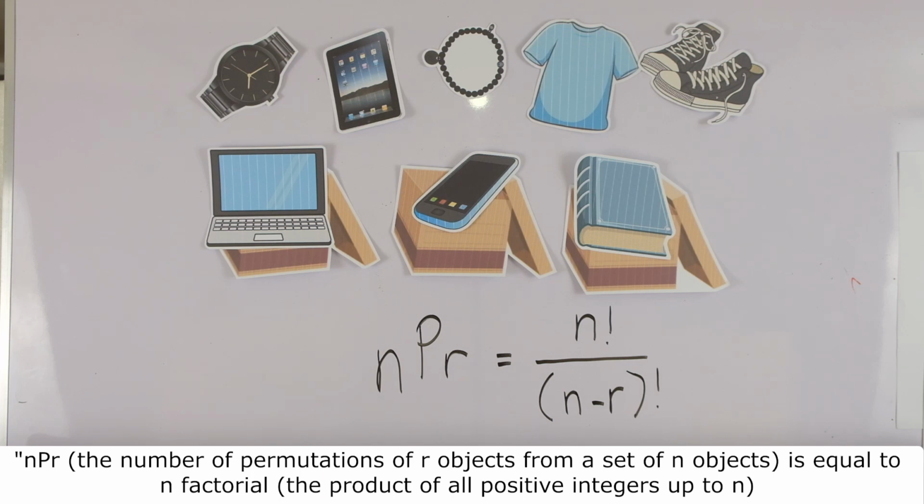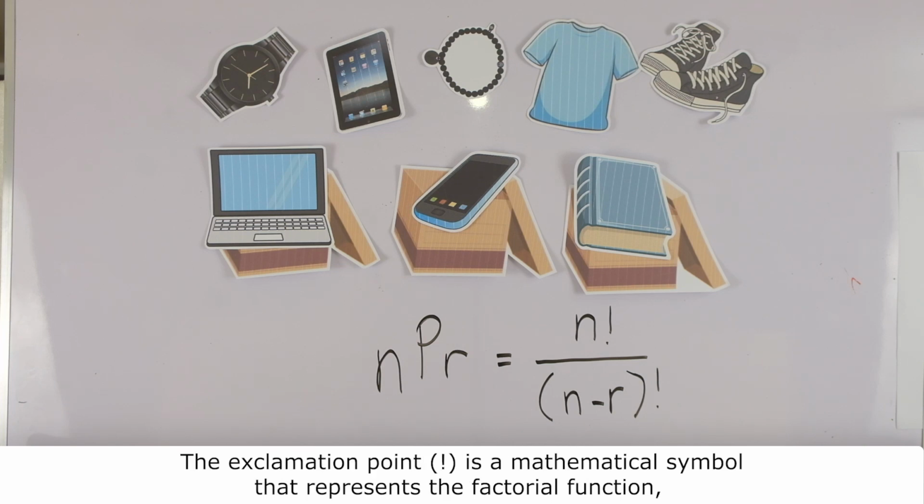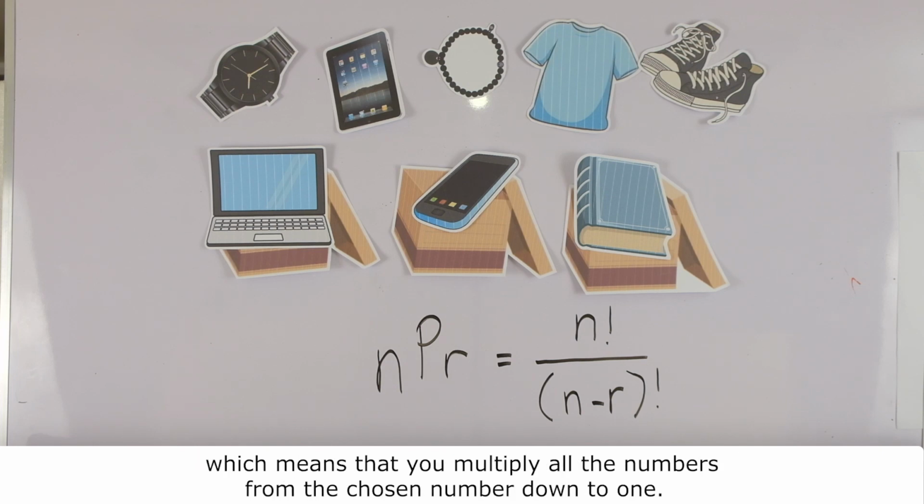nPr is the number of permutations of r objects from a set of n objects, and that is equal to n factorial, the product of all positive integers up to n, divided by the factorial of n minus r, the product of all positive integers up to n minus r. The exclamation point is a mathematical symbol that represents the factorial function, which means that you multiply all the numbers from the chosen number down to 1.